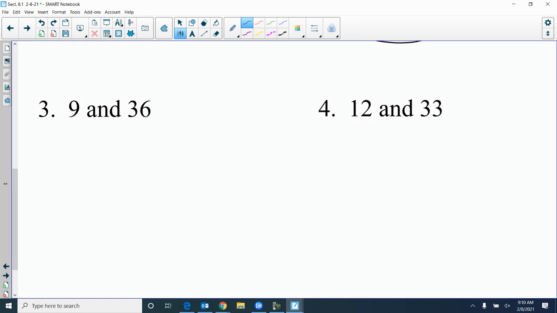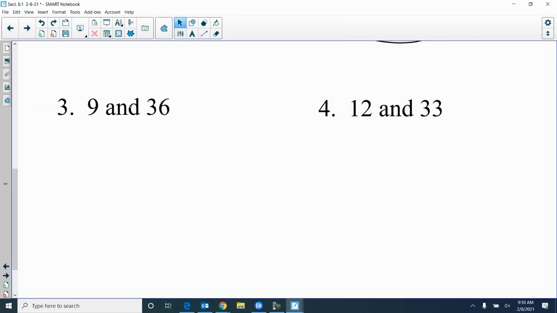Christian? 3, you're saying that's the GCF? That's a good guess, because 3 goes into both, but Allie's going to tell us different. It's 9. That's what I got, but I didn't trust myself. Does 9 go into 9? Yeah. Does 9 go into 36? I had 9 down, but I didn't trust myself.